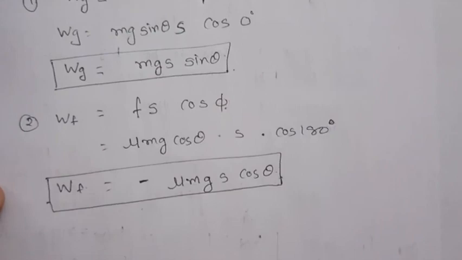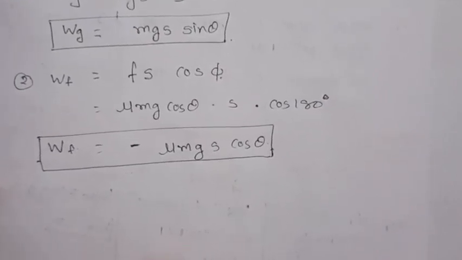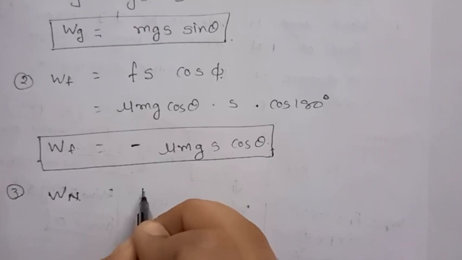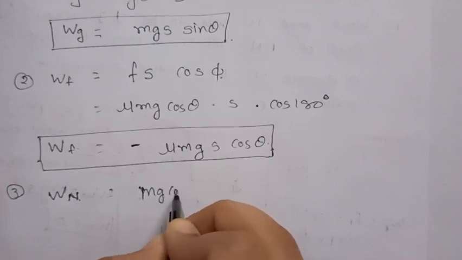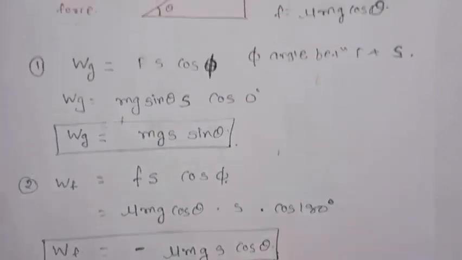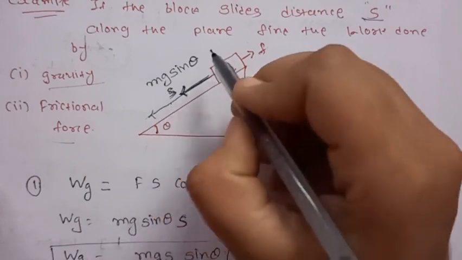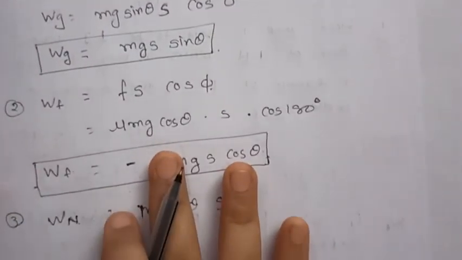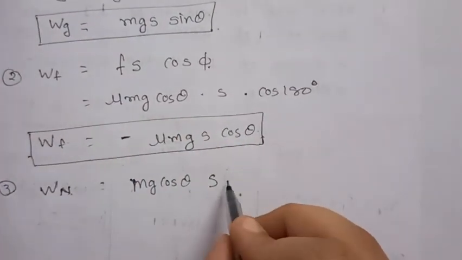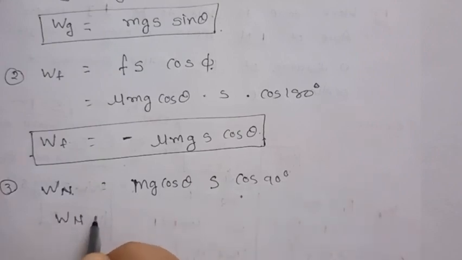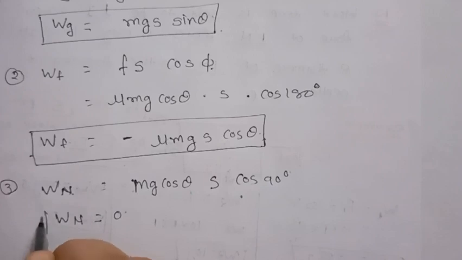Now if you want to find the work done by normal reaction, that will be mg cos theta into displacement, and the angle between displacement and normal reaction. Here, this is displacement and this is normal reaction, they both are perpendicular to each other. So the angle between them will be 90 degrees. So work done by normal reaction force is 0.